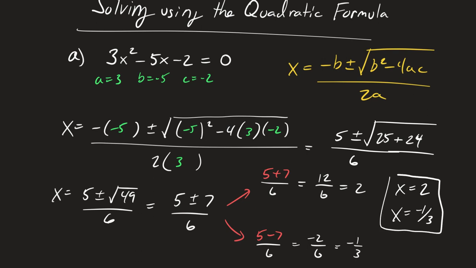So this problem could have been solved using factoring. This problem is factorable. If you take a times c, you get negative 6, and factors of negative 6 that add to be negative 5 would be negative 6 and 1. So this problem is factorable using the AC method. We could also solve it using the completing the square method, but I'm just showing you that it is also solvable this method. So let's try another example.